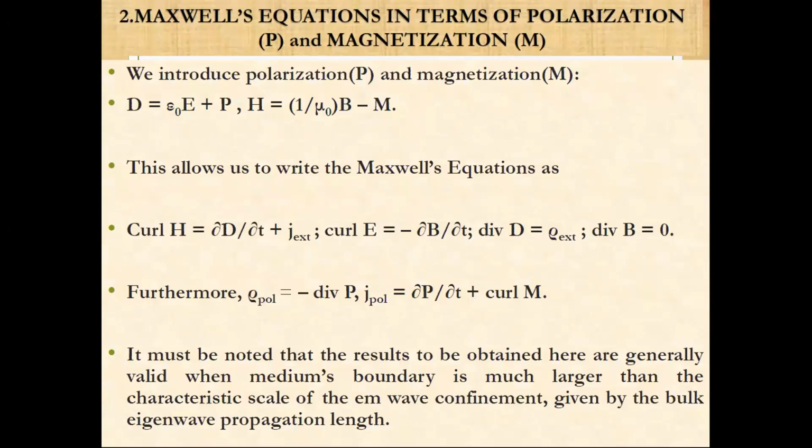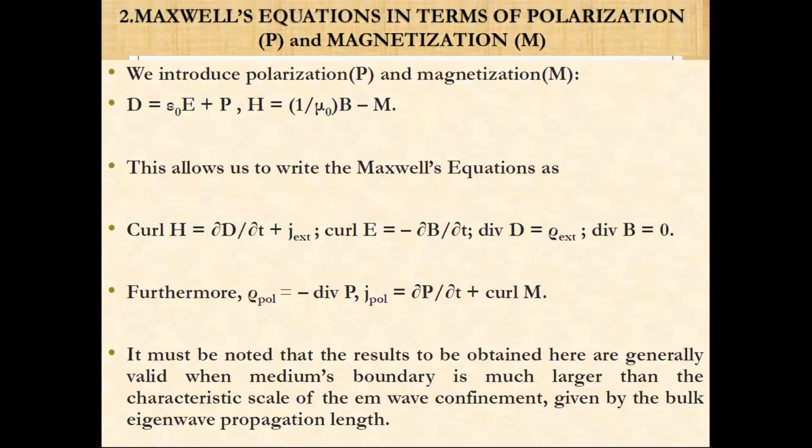So the charge density of polarization is the negative of the divergence of the polarization vector, and the current density of polarization is the time derivative of the polarization vector plus the curl of magnetization. So we are discussing an unbounded medium, propagation of EM wave and electromagnetic field in this medium. We want some results where the medium's boundary is much larger than the characteristic length scale of the EM wave confinement. And the EM wave confinement is given by the bulk eigenwave propagation length.